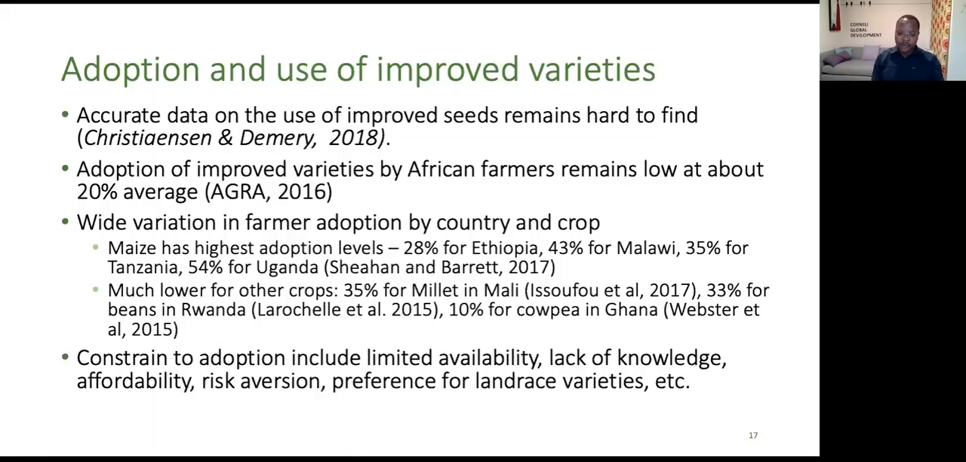For other crops outside of maize, the adoption levels remain extremely low, lower than 10%, lower than 5%, which means that in almost all those crops, farmers are using seed that has been used over many generations and carried over from one season to the other. The constraints to adoption, as you find in the literature, include lack of knowledge, affordability, risk aversion, and some preference for local varieties. But I've always questioned if these are indeed the real reasons why farmers are not adopting.